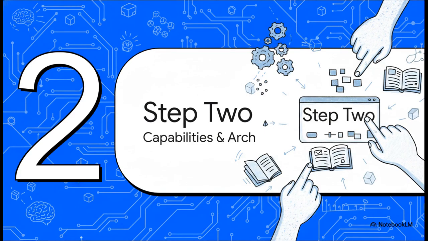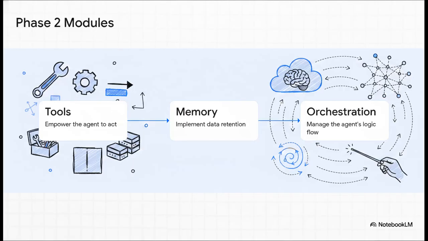All right, moving right along to Step 2, capabilities and architecture. Once your agent has a brain, well, it needs hands to interact with the digital world. First, you'll add tools and integrations so the agent can take external actions. Then, you'll implement memory systems for data retention. And finally, you'll set up orchestration to manage how all these different systems actually talk to each other.